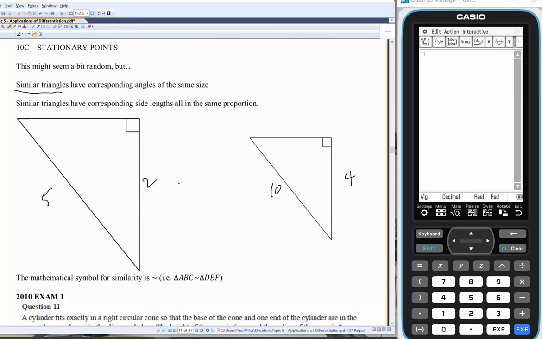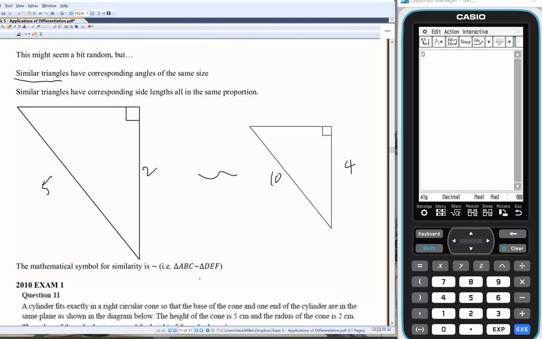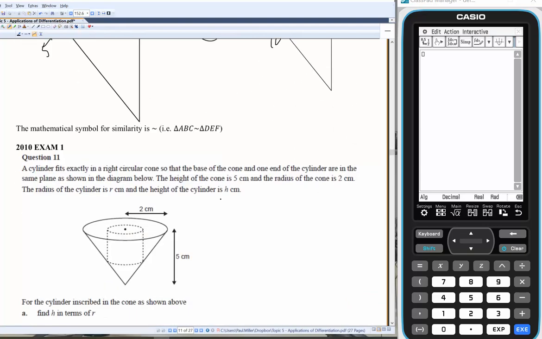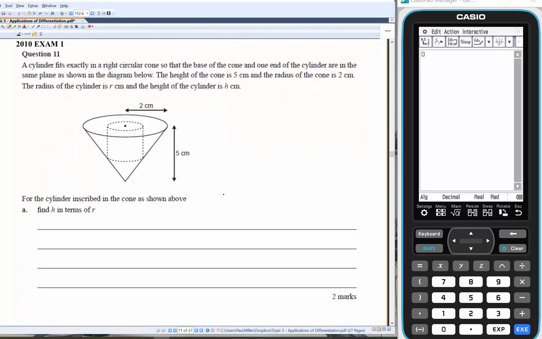So we say that these two triangles are similar, and that's the mathematical symbol for similar there. I think it's tilde, is the symbol there. So let's use that knowledge to answer this famous Methods question here from 2010 Exam 1, which became affectionately known as the cone of death. So look it up on ATAR Notes or something like that and you'll see a bunch of Methods students there lamenting their performance in this question.